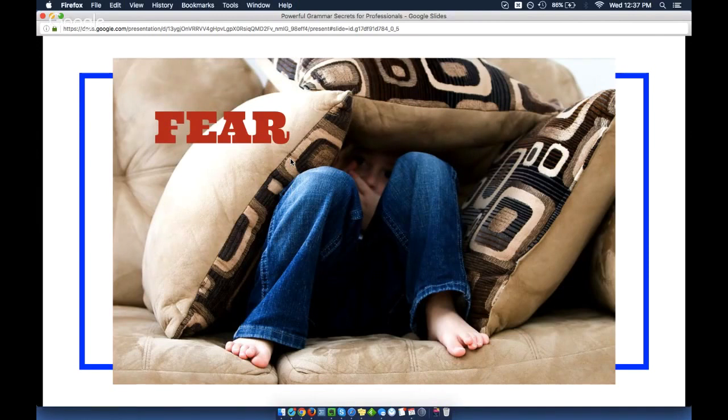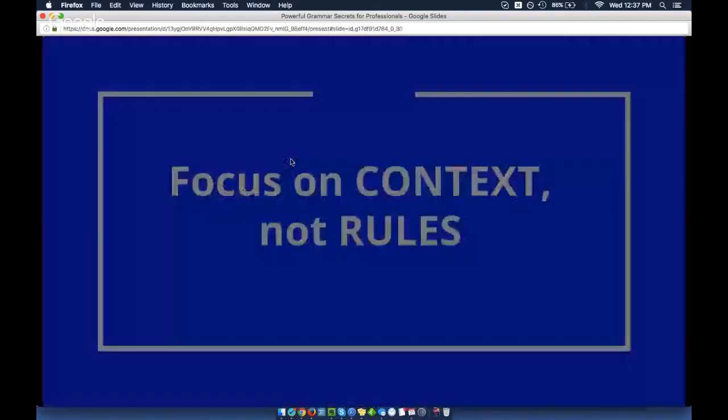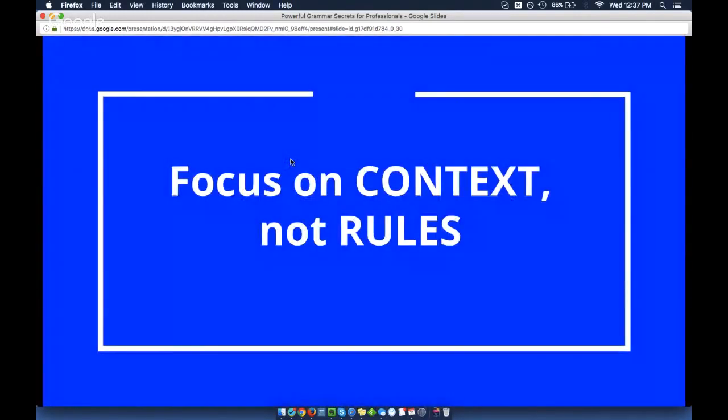don't worry about the rules. Just talk, just communicate. Most of the time people will understand what you're trying to say. So don't let this fear stop you. And how can you not let the fear stop you? By not worrying about the rules. So what do you focus on? If you're not going to focus on the rules, you focus on context, not rules. Let me talk about what that means.